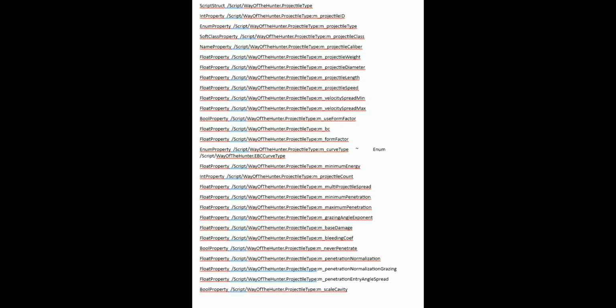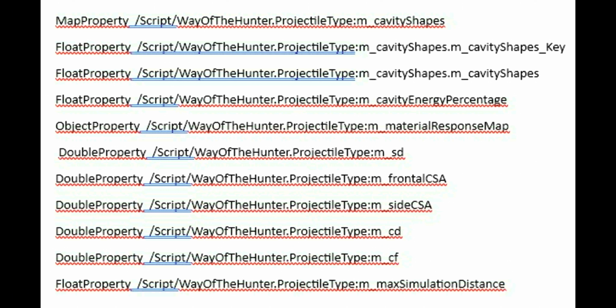So 6 millimeter is not a caliber, 6.5 millimeter is not a caliber, 7 millimeter is not a caliber. So you've got to do that, so I'm assuming that's what they're doing there. Projectile length is going to play into your BC and your drag coefficient. Projectile speed, like I said, we went over that, the spread, everything. So that's for this portion, and this is coming from the UE dump file. This is in game. So the second part is going to be cavity shapes.